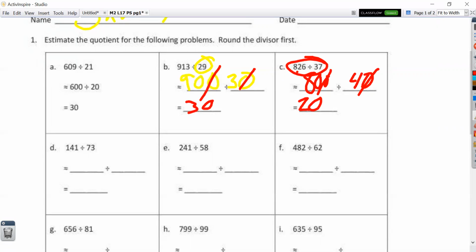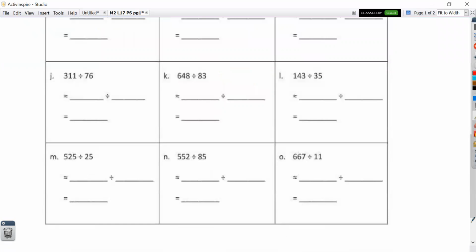Good job. So let's skip down to the bottom and do some of the harder ones, because we know that these problems escalate in challenge. So we're going to do the bottom row together and then see how you do in the middle rows on your own. Okay, so 525 divided by 25. Remember, we're going to round the divisor first. So let's take 25, and that's at the midpoint, so we're rounding up, right?